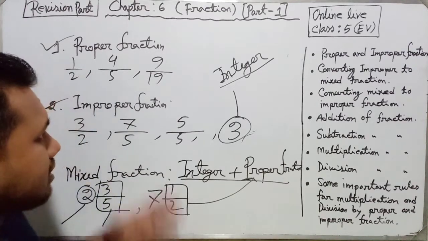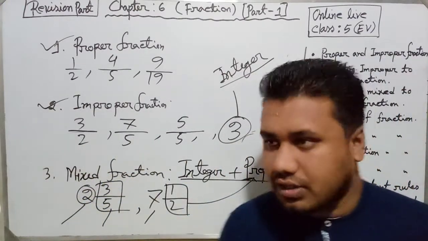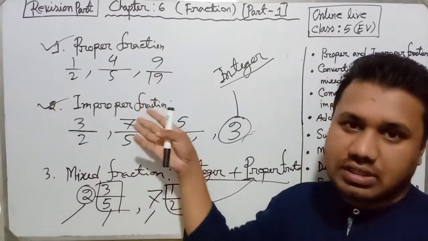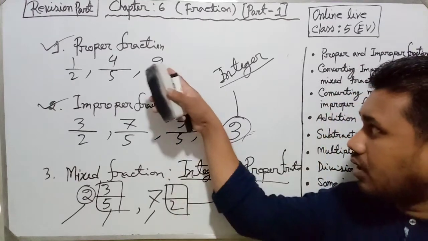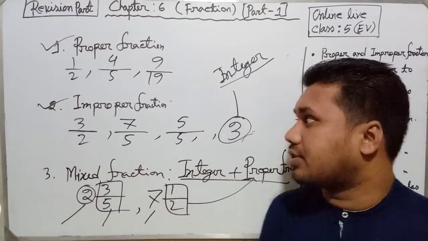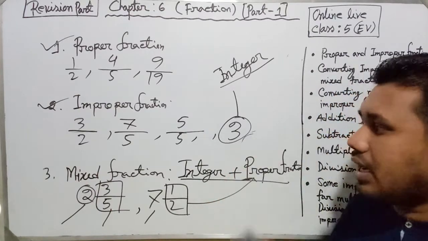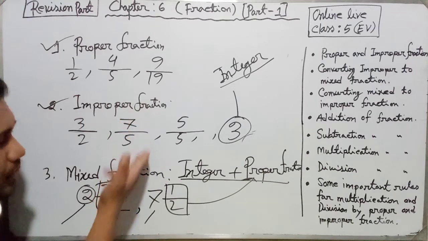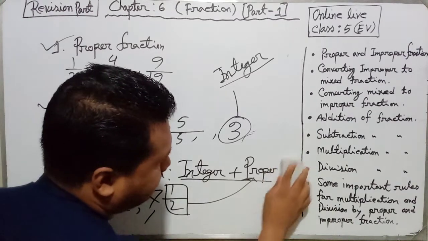So dear students, we can say there are three types of fraction, but fundamentally fraction is two types, proper fraction and improper fraction. And mixed fraction is also a part of improper fraction. But you can say there are three types of fraction: proper, improper, and mixed fraction. So dear students, I think your concept is clear. Now we will go to converting improper to mixed fraction and mixed fraction to improper fraction.